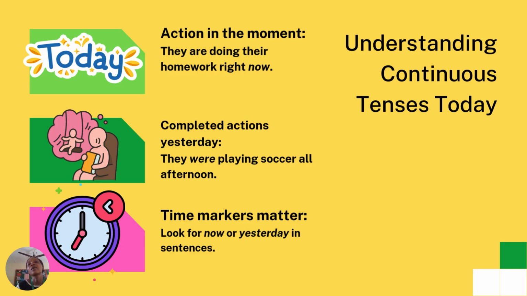Completed actions that have happened yesterday, for example, they were playing soccer all afternoon. For the fact that they were playing, not they are playing, that means it happened in the past. So that is a completed action from yesterday. So that means that's the past continuous tense.